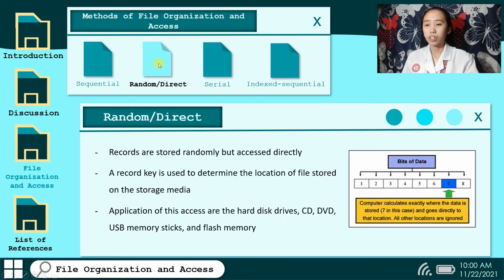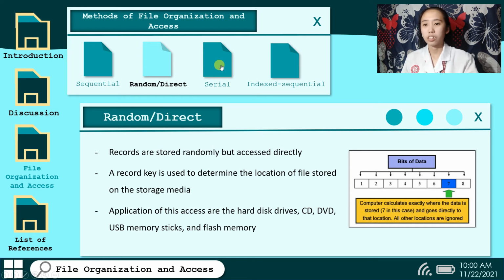The next is random, also called direct. Records are stored randomly but accessed directly. A record key is used to determine the location of files stored on the storage media. Mostly, this is used on modern storage devices we have today, where speed of access is important. For example, hard disk drives, CDs, DVDs, USB memory sticks, and flash memory like SD cards or memory cards.